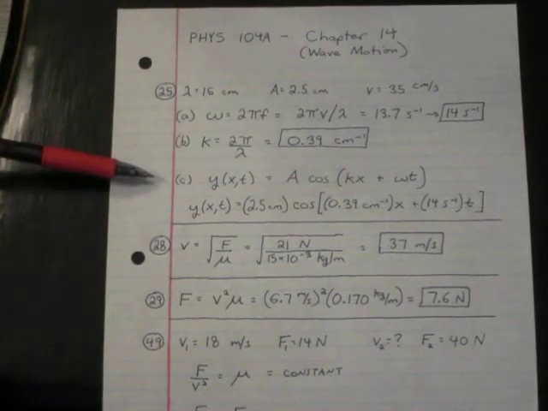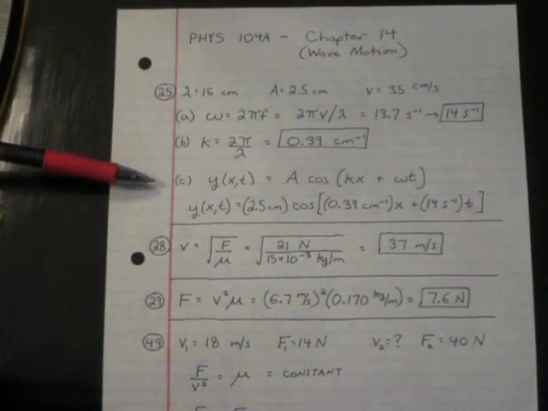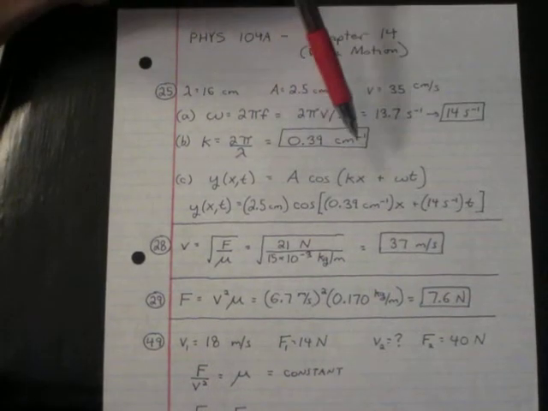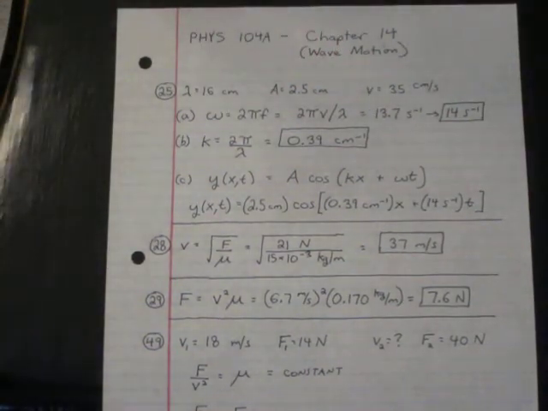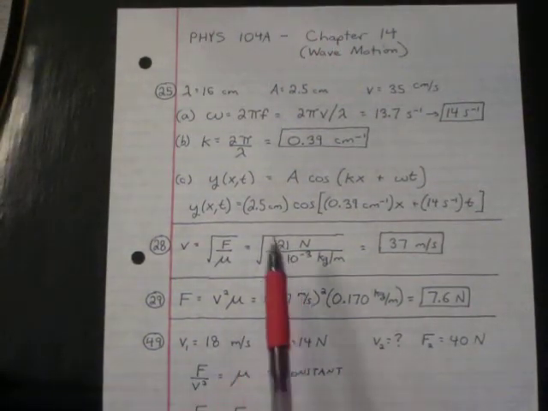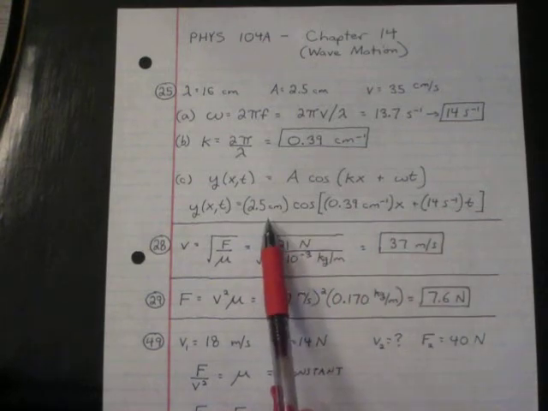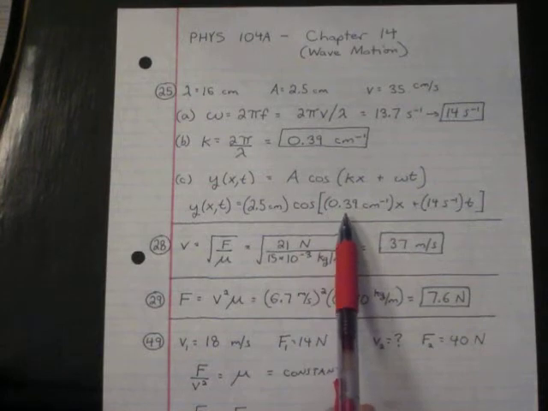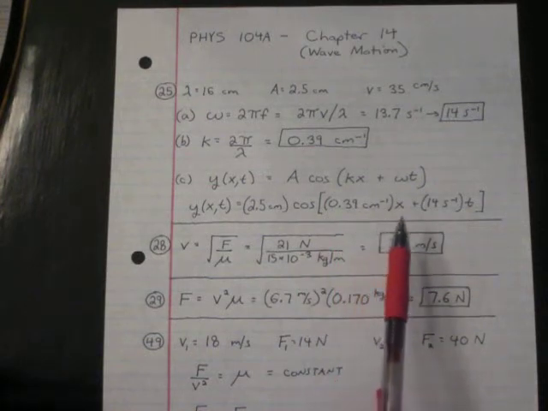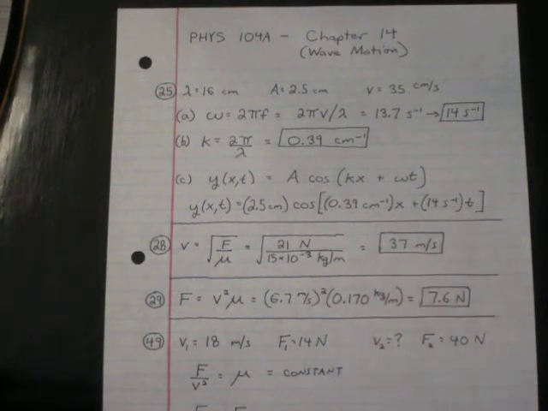For question C, the wave displacement formula, y as a function of x and t, is in the format A cosine kx plus omega t, and so we'll just plug in the numbers, being mindful of the units, so I've written out the full units within those numbers. 2.5 centimeters times cosine of 0.39 per centimeter x plus 14 per centimeter t.